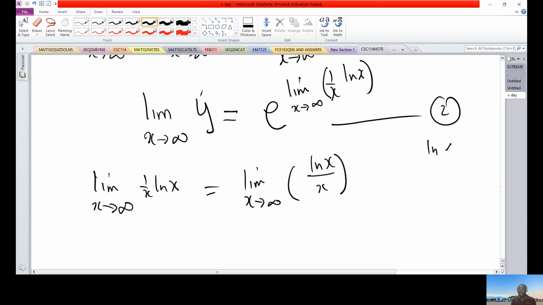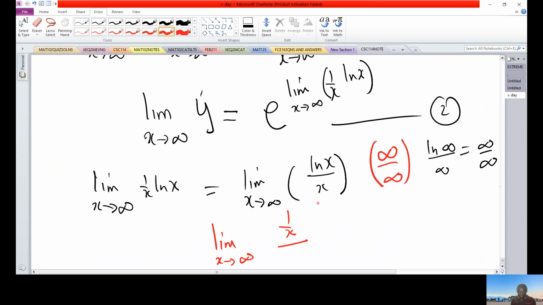So when you put in, ln of infinity over infinity is infinity over infinity. So this is the case of infinity over infinity, which means that L'Hospital's rule can be applied. So this will be the limit. Differentiating this one, we get 1 over x. Differentiating this one, we get 1. So this is the same as the limit as x approaches infinity of 1 over x, and as x approaches infinity, 1 over x we just get 0.